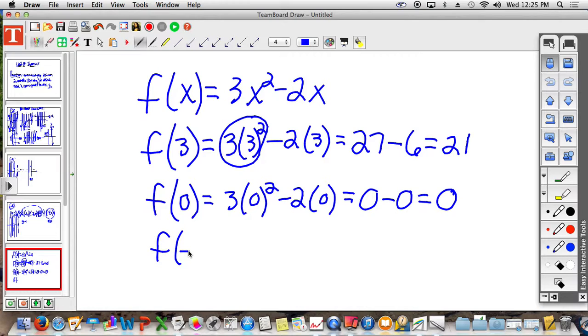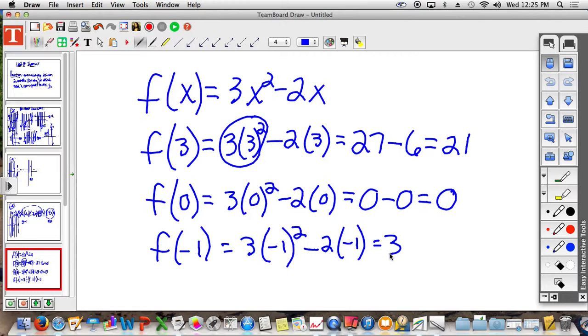What about this? F of negative 1. Watch my use of the parentheses here. Make sure that you put that x value. If the x value is negative, you've got to put it in parentheses. So it's 3 times negative 1 squared. By the way, what is negative 1 squared? It is 1. Then you got to multiply it by 3, getting you 3. So we have minus 2 times negative 1. What's 2 times negative 1? Negative 2. So you're actually adding: 3 plus 2 equals 5.